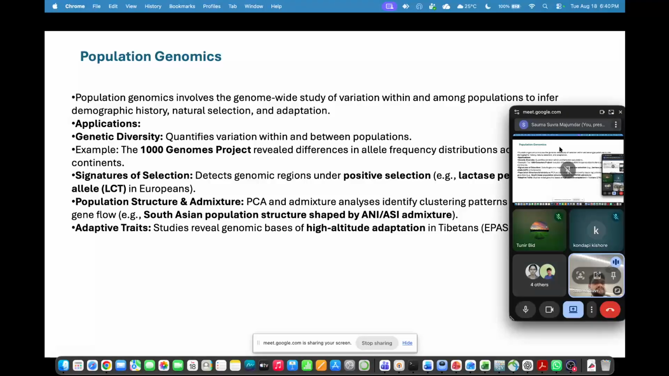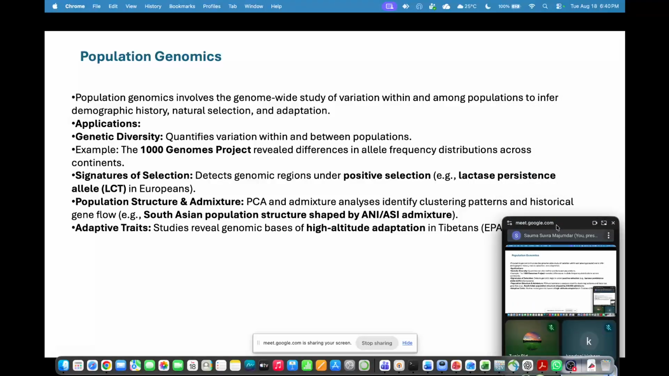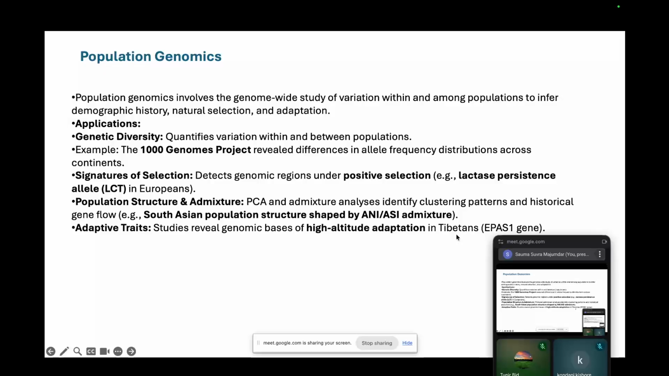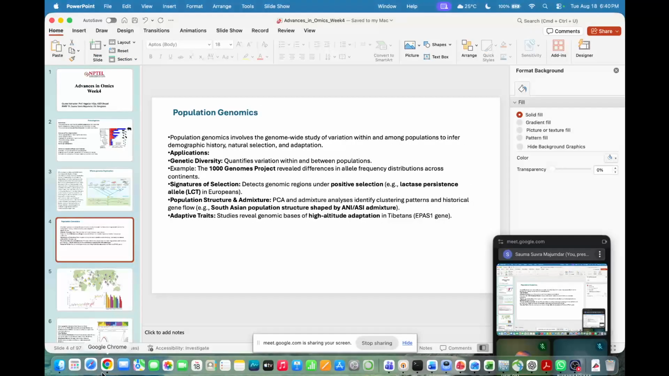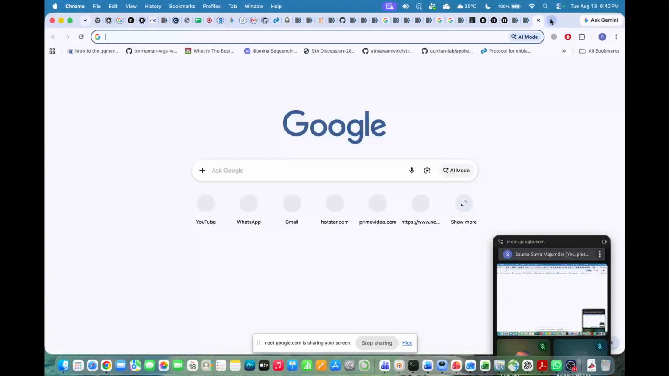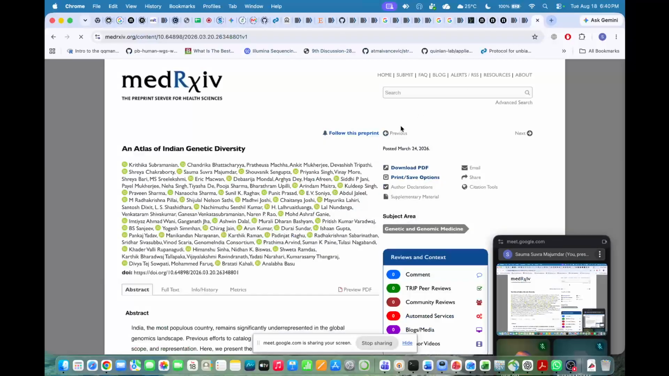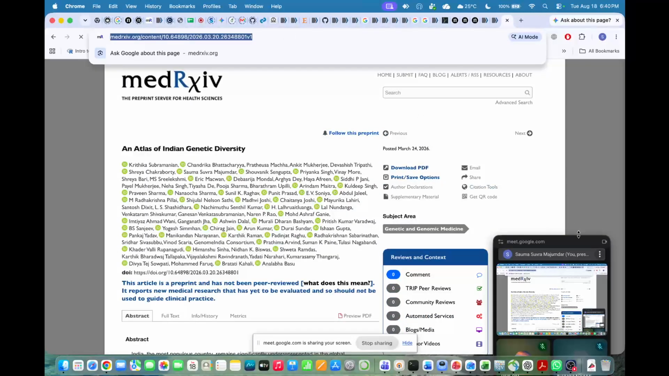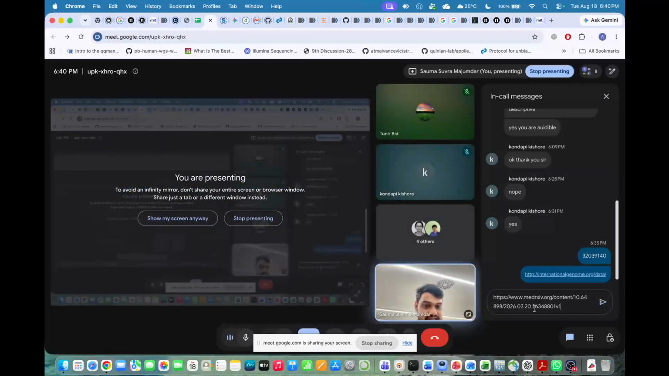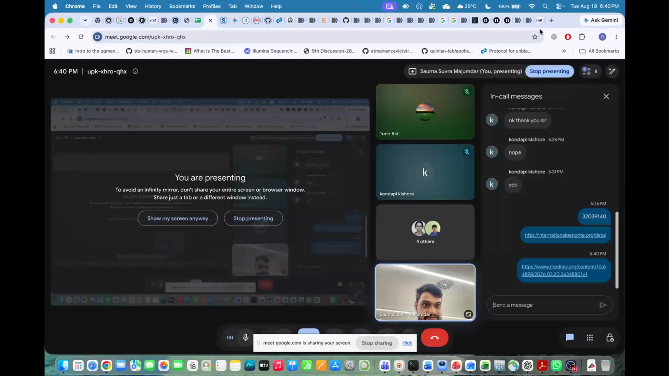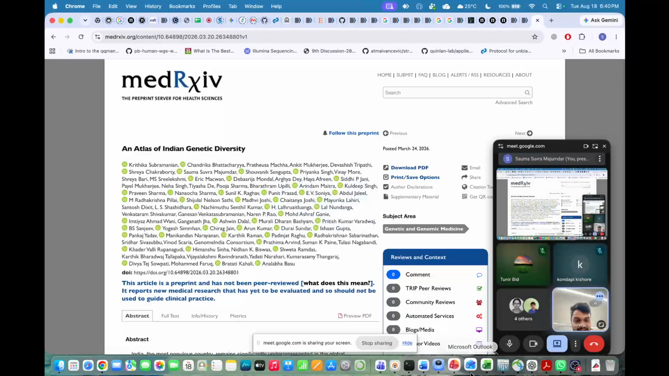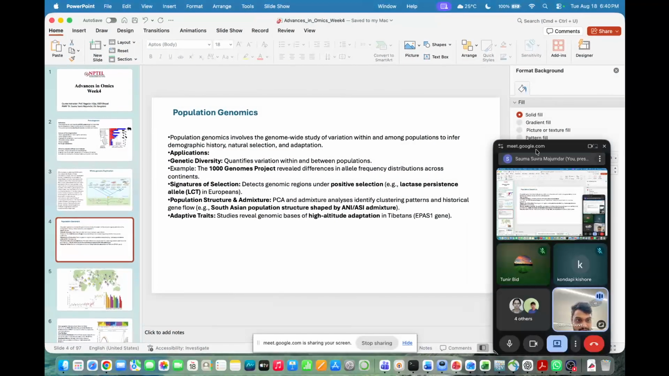And I myself am also working in population genetics. I am part of the Genome India project, and there also we are seeing a lot of these things in the Indian population. This paper is not yet published, it is on arXiv. So if anybody is interested in population genetics of Indian individuals, maybe go through this. Okay, moving on.